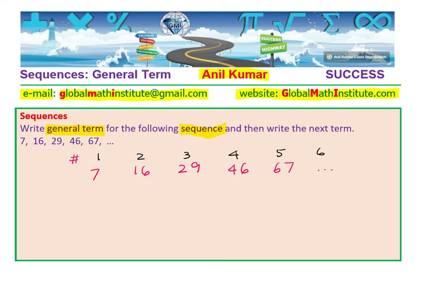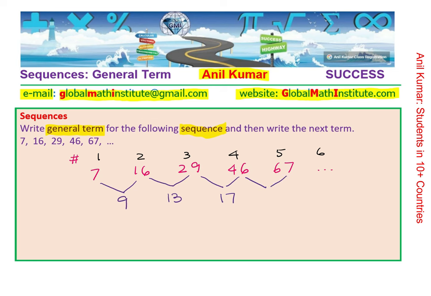So the standard method is always to find the first difference. 16 minus 7 is 9, and 29 minus 16 is 13. 46 minus 29 is 17. 67 minus 46 is 21. So the first difference, as you can see, is not constant.